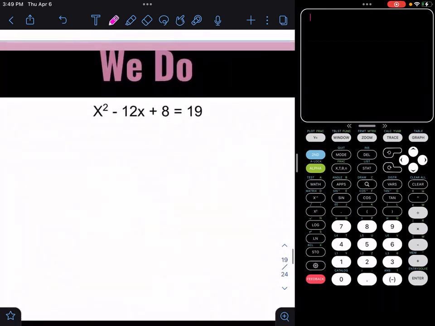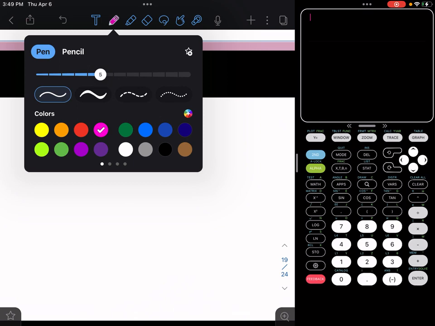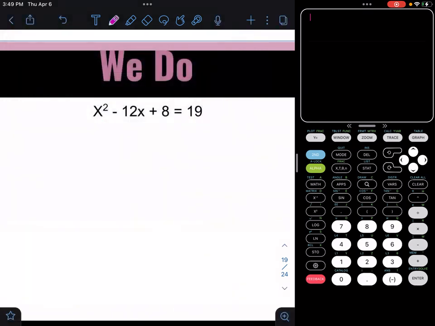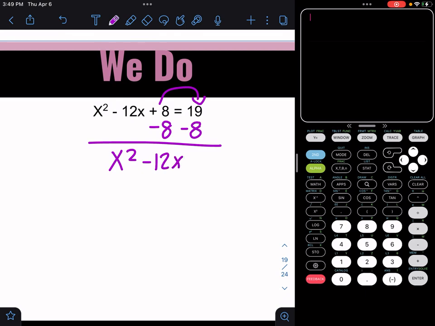Alright, try this one. Don't just wait for me. First step is we take the positive 8, we bring it to the other side. So I'm going to subtract 8 from both sides. I will get x squared minus 12x equals 17.